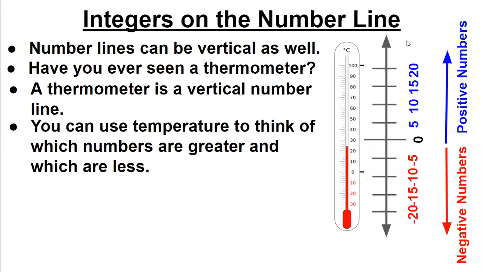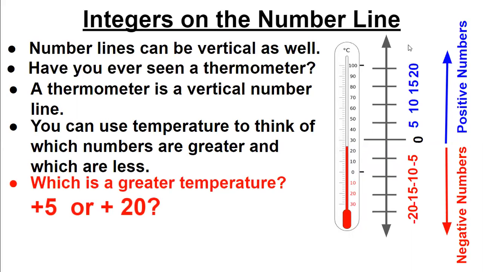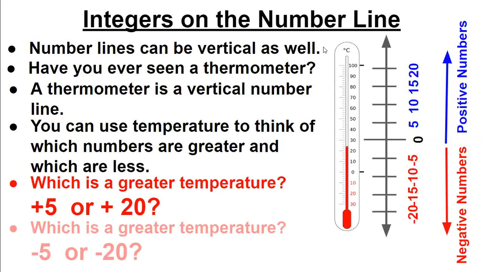So you can use temperature to think of which numbers are greater and which numbers are less. Which is a greater temperature, positive 5 or positive 20? Think about that. Which one would be the greater temperature? Well, obviously positive 20 would be bigger because it's farther from 0 going in the up direction. How about this one? Which is a greater temperature, negative 5 or negative 20? Again, think about what temperature you would rather play outside at. Right, negative 5 is closer to 0.